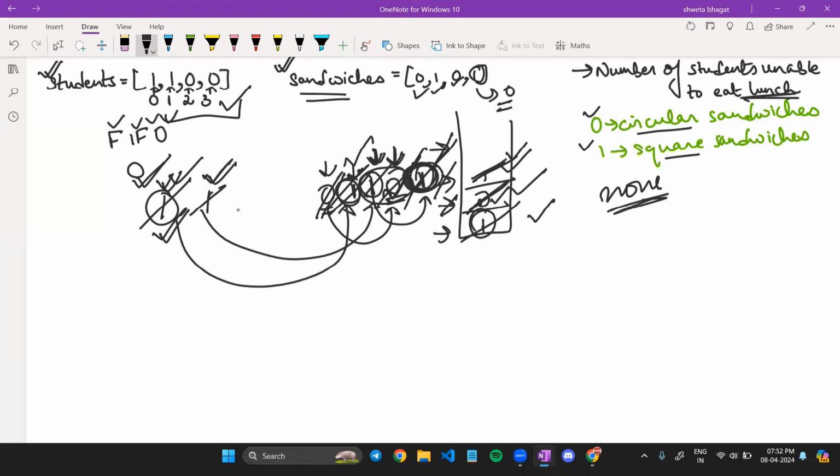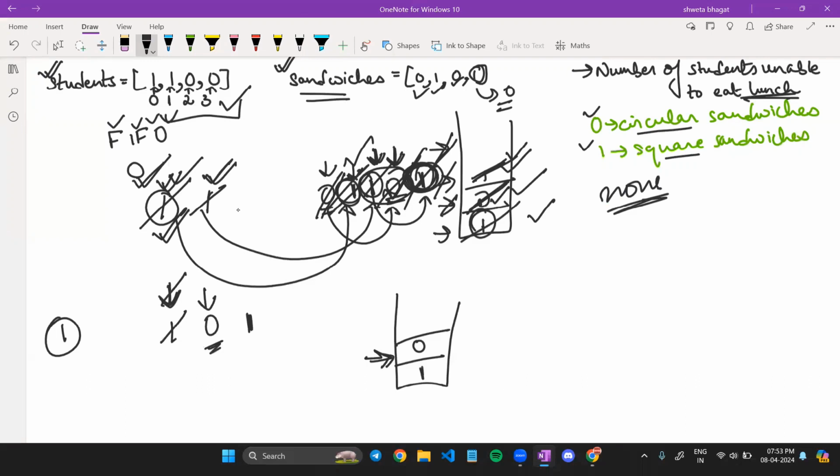Now, there are two things to notice in this problem. The first thing is if at the top of the stack, we have a sandwich which is wanted by the child, correct? Let's say we have a 0 over here and we have a 1 over here, and let's say that this is the preference of the children. So what does the first child want? The first child wants a square sandwich, but what is at the top of the stack? At the top of the stack, we have a circular sandwich. So can he get this sandwich? No. So he will go to the end of the queue.